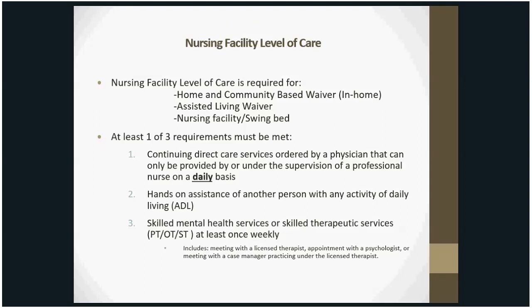The second is hands-on assistance of another person with any activity of daily living or ADL, and that's like your dressing, your transferring, bathing, etc. And the third way would be a skilled mental health service or skilled therapeutic service like physical therapy, occupational therapy, or speech therapy at least once weekly. And I did want to point out that the skilled mental health services would include meeting with a licensed therapist, appointment with a psychologist, or meeting with a case manager practicing under the licensed therapist.